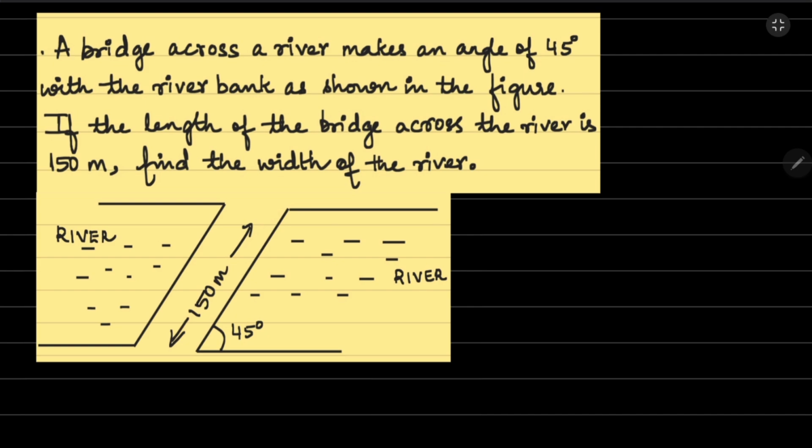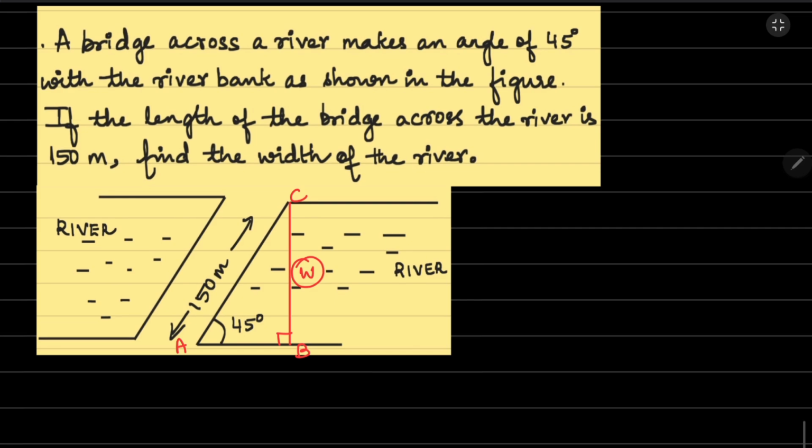So this is nothing but your width, how wide the river is. Let's draw a perpendicular line. This will be 90 degrees. Can you see a right angle triangle here? So let it be A, B and C. This is what you need to find. Let the width of the river be W. So what can you apply here?